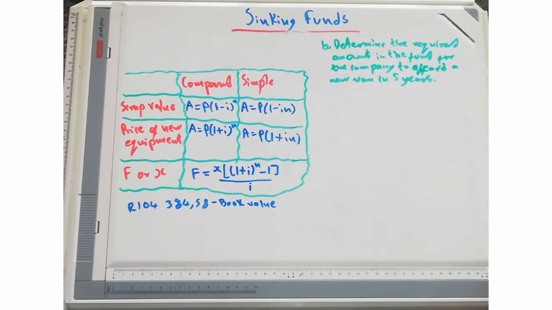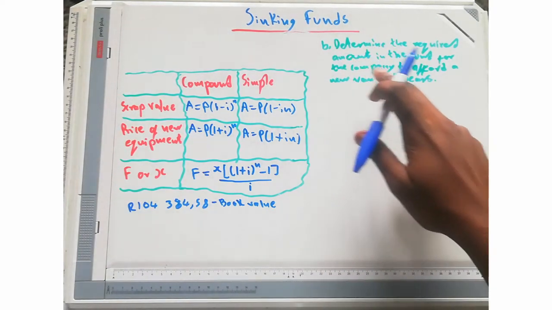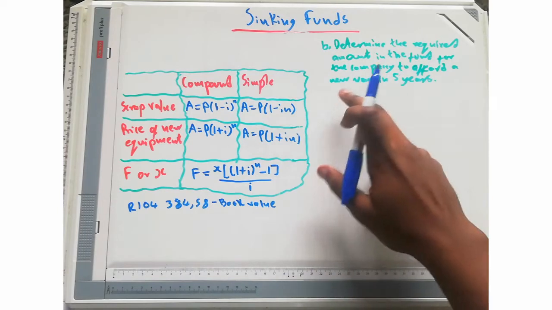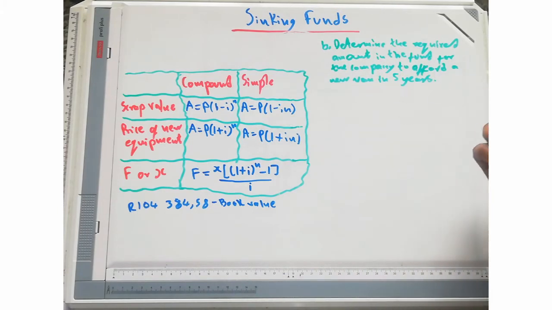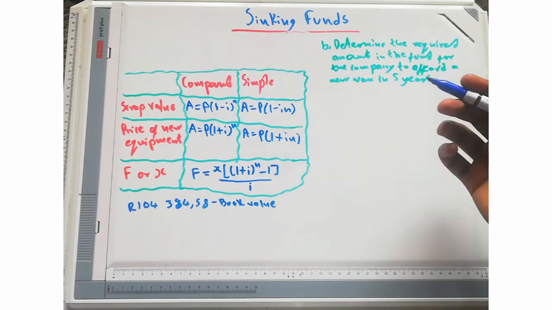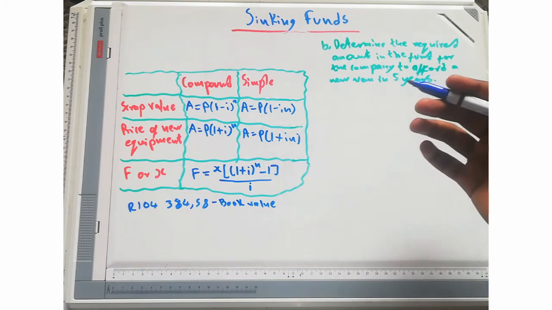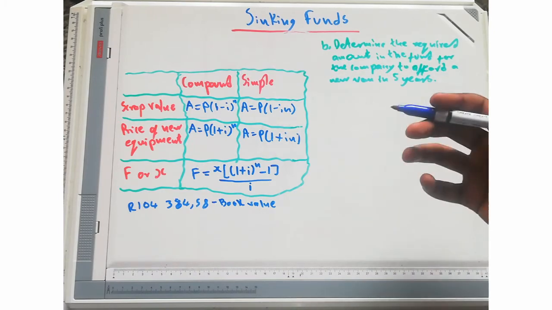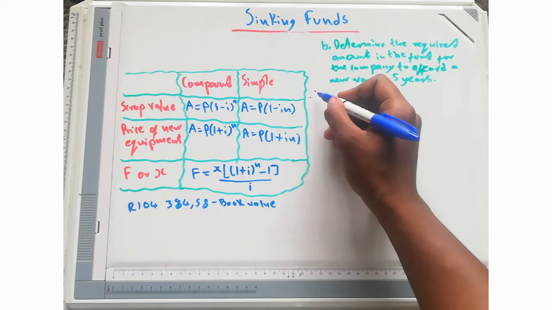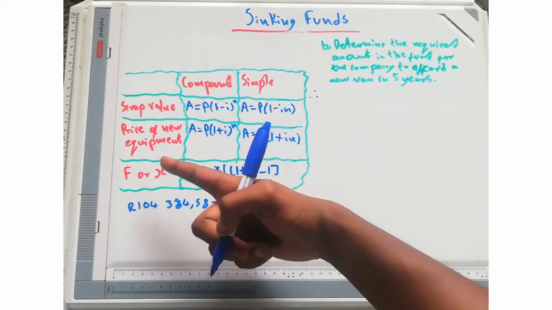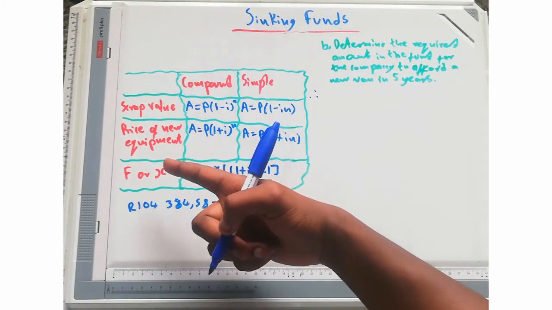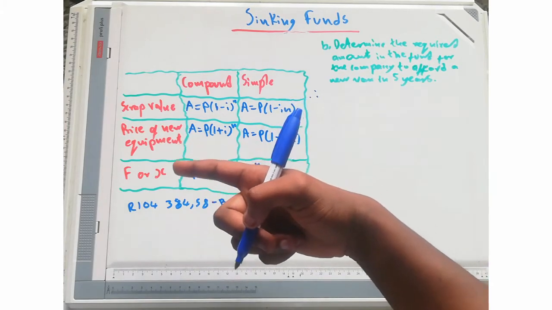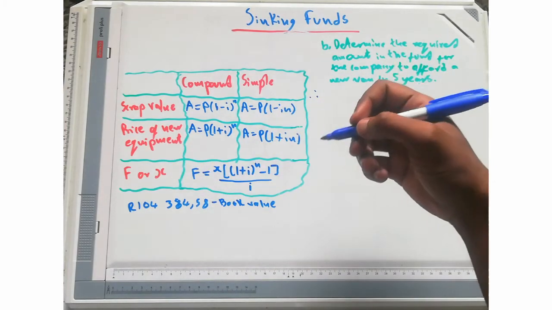And then the follow-up question says, determine the required amount in the fund for the company to afford a new van in 5 years' time. So how much should be in the fund in 5 years' time so that we can afford a new van? For you to do this, you firstly have to calculate the price of new equipment, which means you have to calculate the price that the new van will cost in 5 years' time.